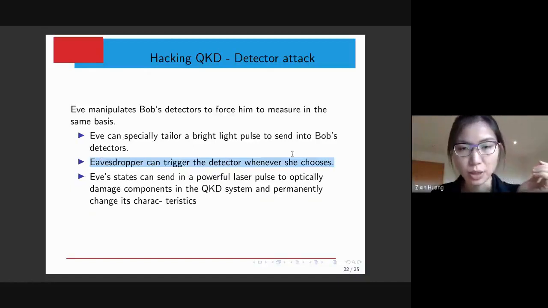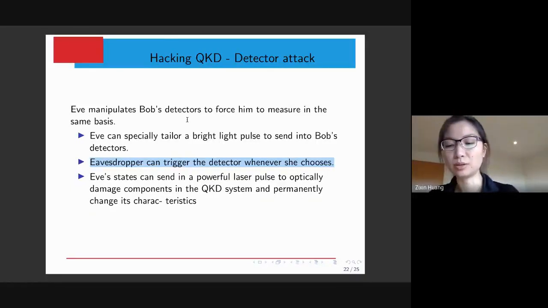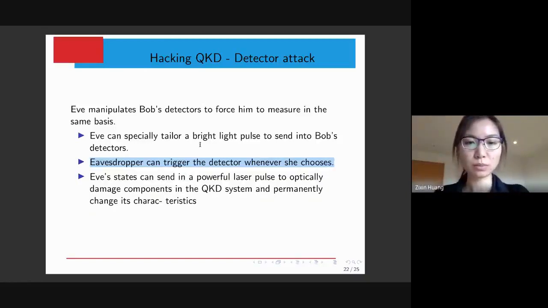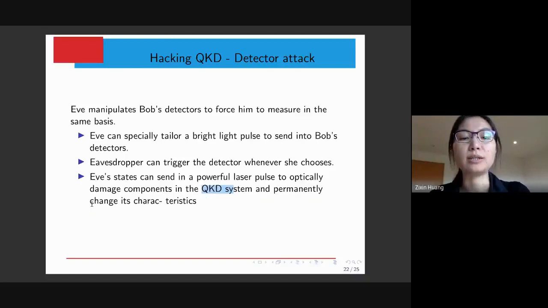And with a combination of these, she can manipulate Bob's basis choice of measurement. So remember, Bob has to choose randomly between the two, but this can be manipulated. Alternatively, she can also send in a very powerful laser pulse to optically damage the component in Bob's QKD systems and permanently change the characteristics.